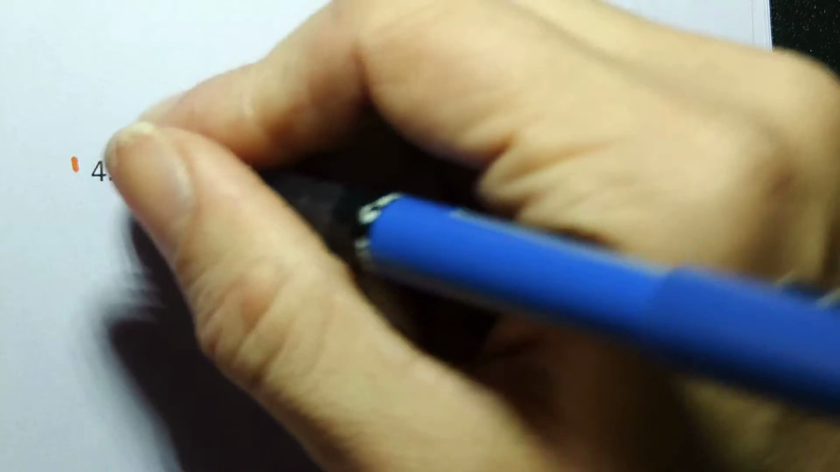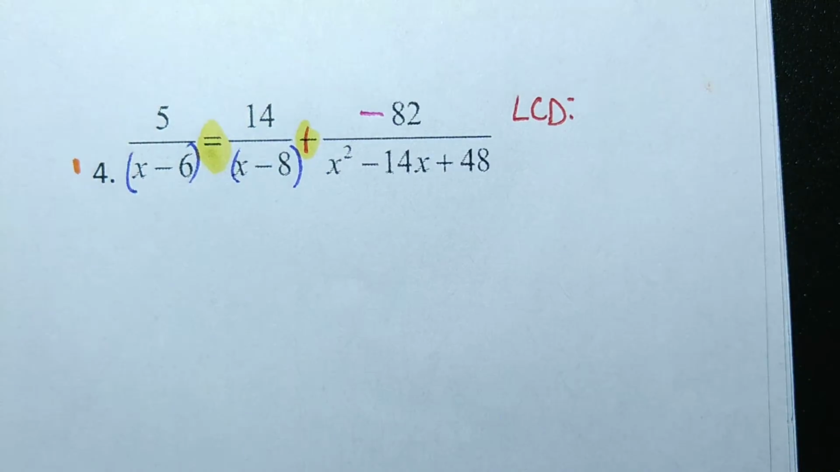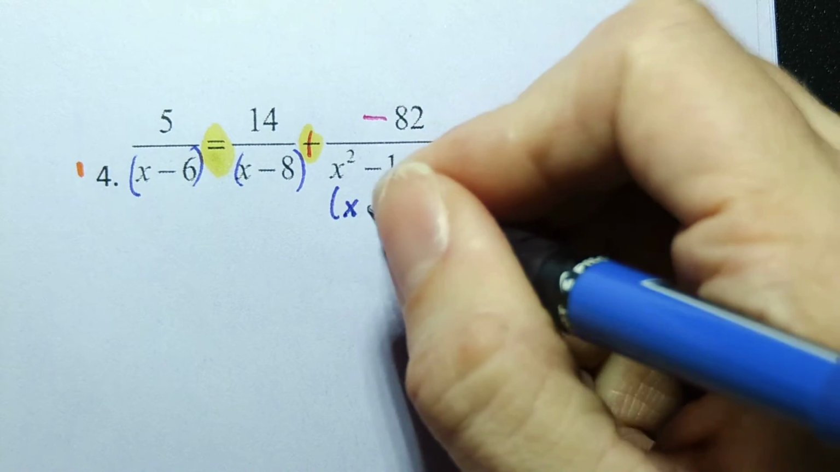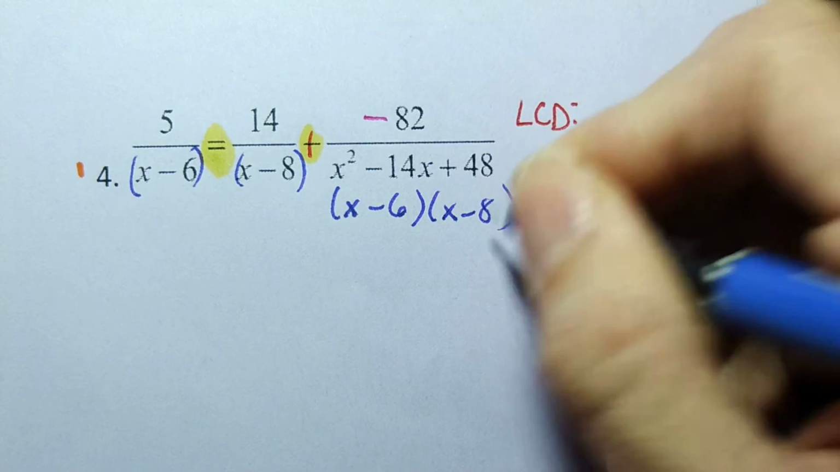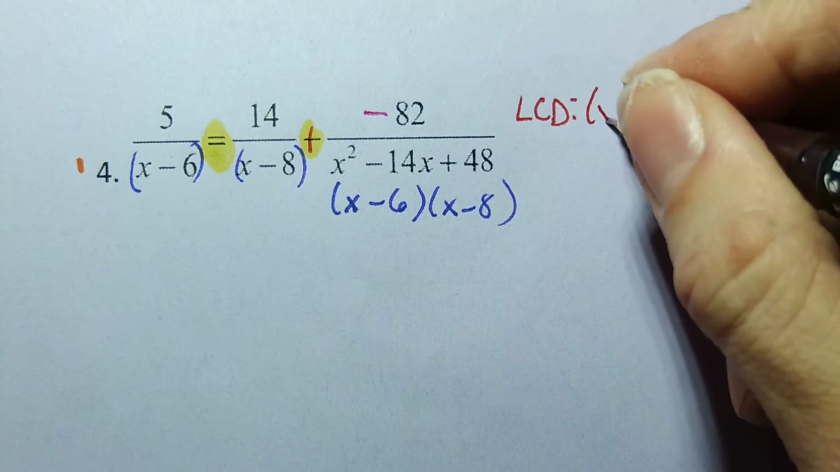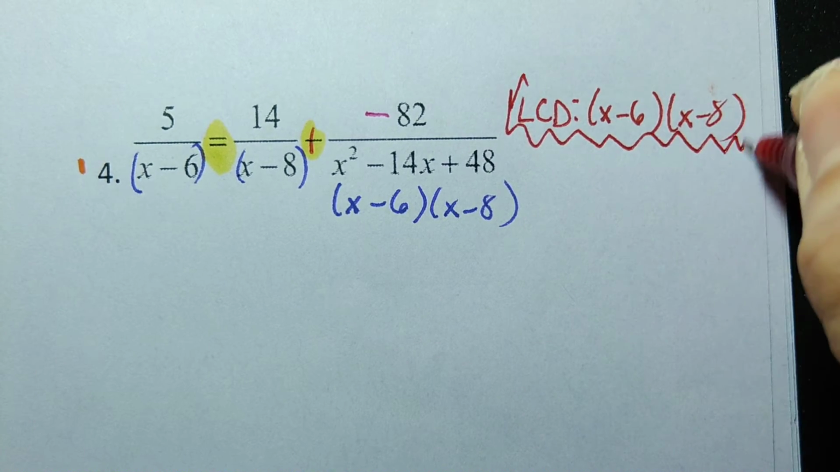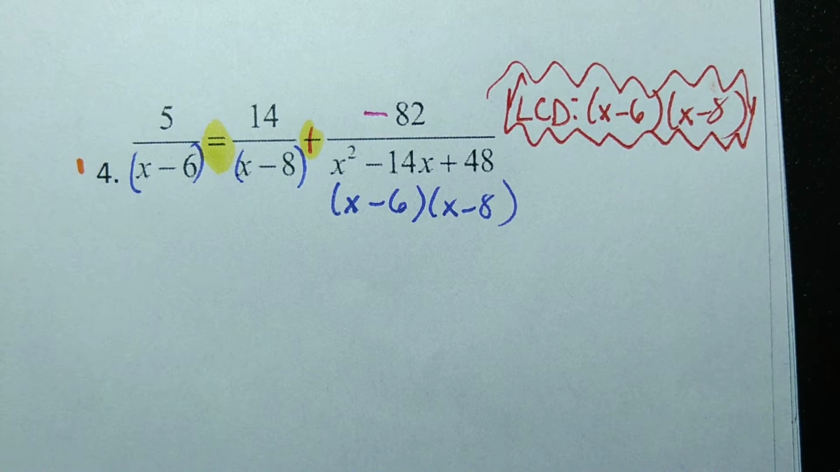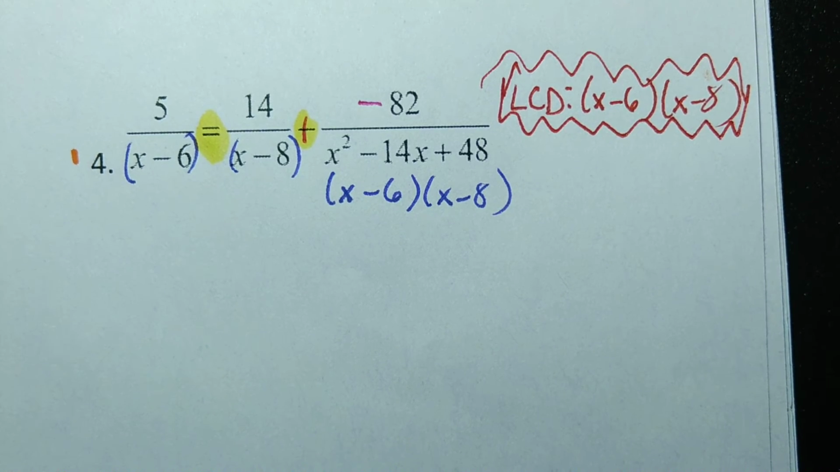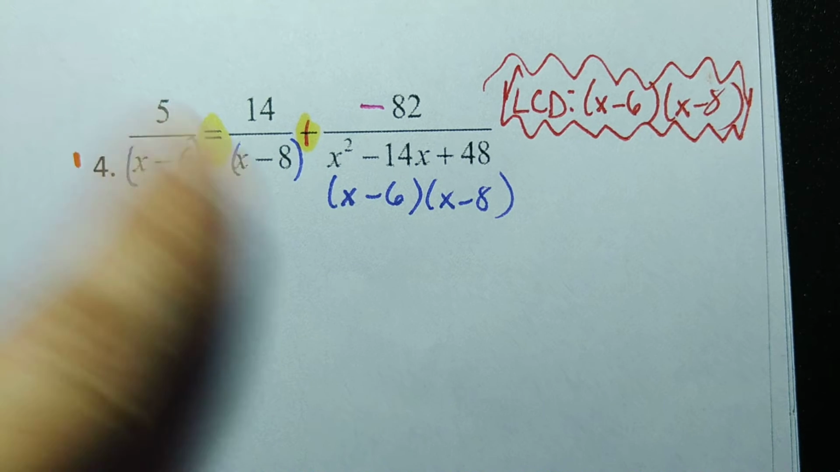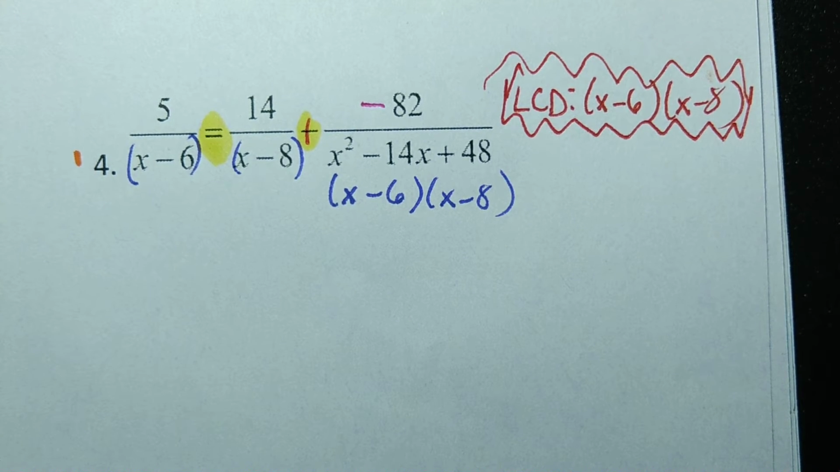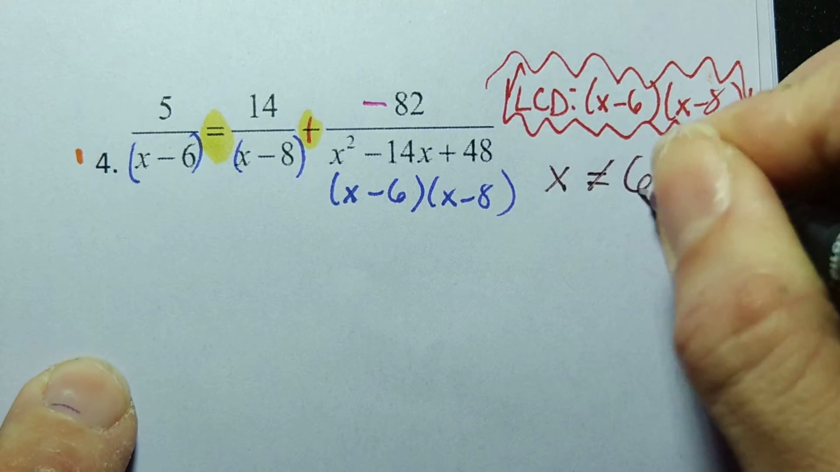Now, x minus 6, that's its own factor. X minus 8, that's its own factor. How do you think we're going to be able to factor that quadratic? X minus 6 and x minus 8. So then my LCD is x minus 6 times x minus 8. So that's what we're going to use as our dynamite to destroy all of our denominators. But before we start destroying, what restrictions do we have on x? 6 and 8 make all of the denominators equal to 0. So x cannot be 6 or 8.